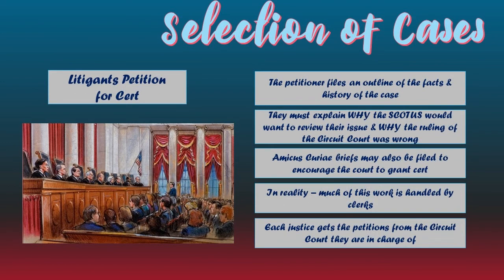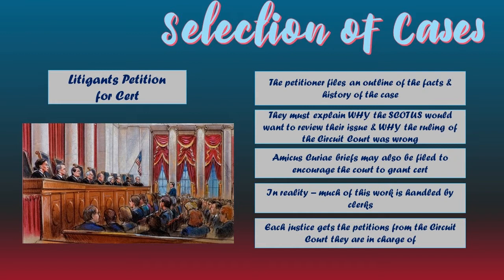All right, so how this is going to get started at the Supreme Court level is we're going to have the litigants. Remember, the plaintiff and the defendant. The litigants are going to file a petition for cert, which means that they are asking the court to issue that writ of certiorari. So they're going to file an outline of the facts of the case and the history of the decisions in the case. It's up to them to explain to the justices on the Supreme Court why the Supreme Court should want to hear this case. They need to explain why the circuit court got it wrong, but they also need to explain why it's important that the Supreme Court make a decision once and for all on this issue.